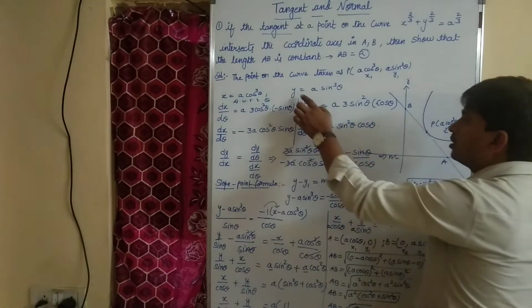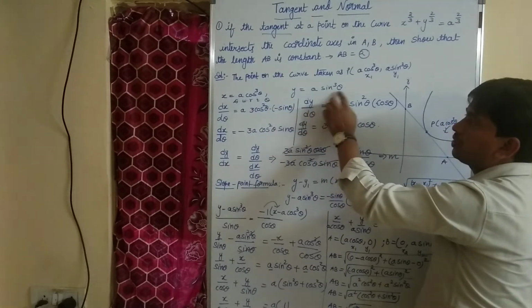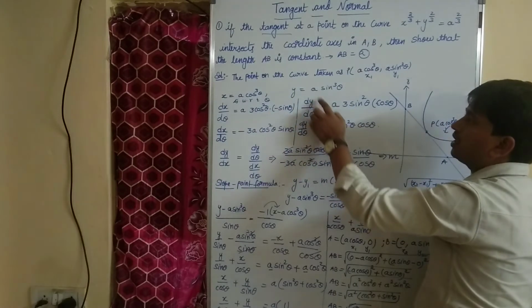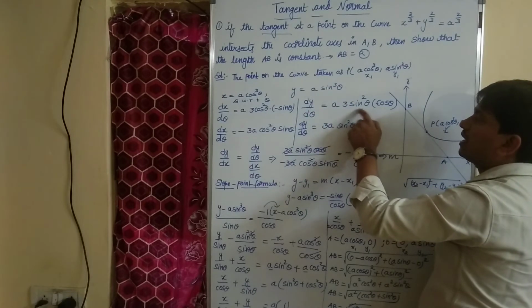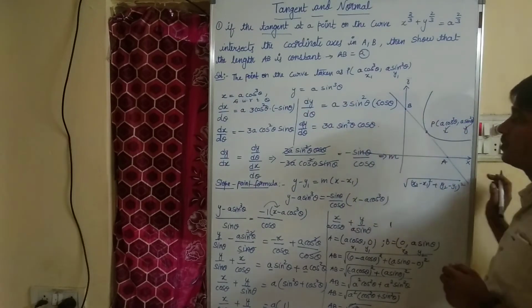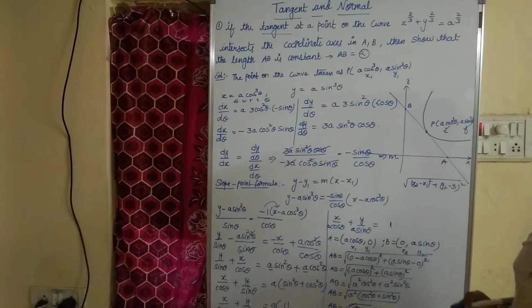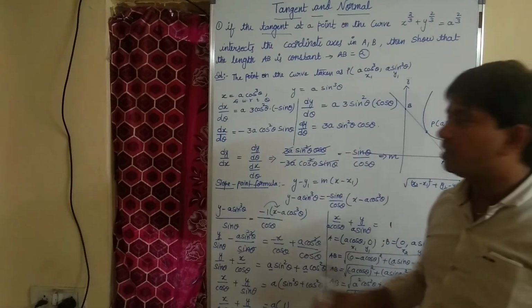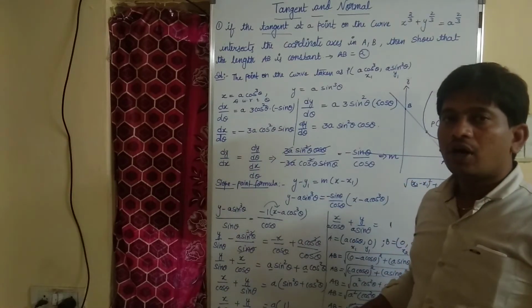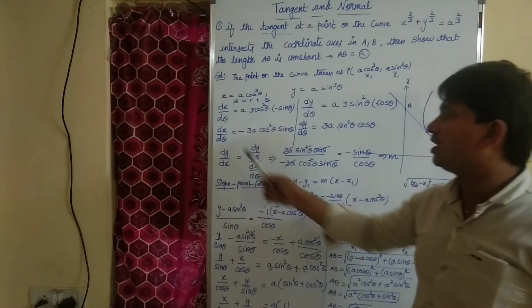And then y is a sin cube theta, we differentiate with respect to theta. So dy by d theta equal to a constant, sin cube theta derivative 3 sin square theta, again sin theta derivative cos theta. So 3 into a, 3a sin square theta cos theta. Okay, now the thing is we have to find the slope. Slope is nothing but dy by dx. How can we find dy by dx? I mean dy by d theta divided by dx by d theta.